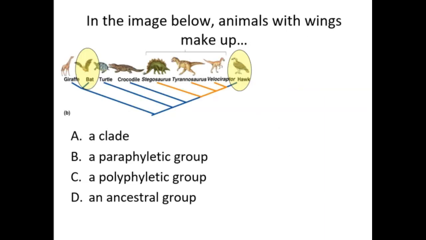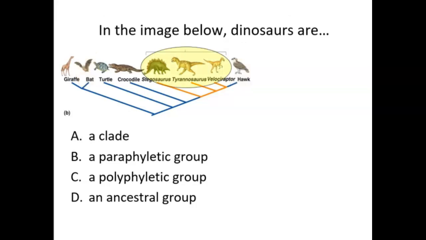Here's another challenge. Pause the video again and answer this question. The correct answer here is C, polyphyletic. Both bats and birds have wings, but they are not in the same clade. And here's one more challenge. Pause the video to see if you can answer this question correctly. Here the correct answer is B, paraphyletic. Dinosaurs are all in the same clade, but their evolutionary clade includes birds. Because the clade is incomplete, dinosaurs, as a concept, are a paraphyletic group.